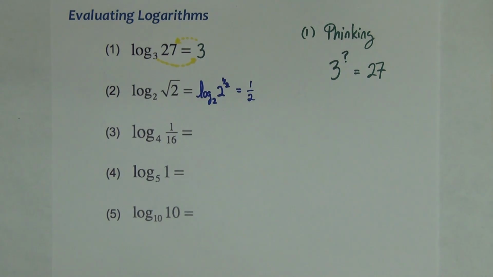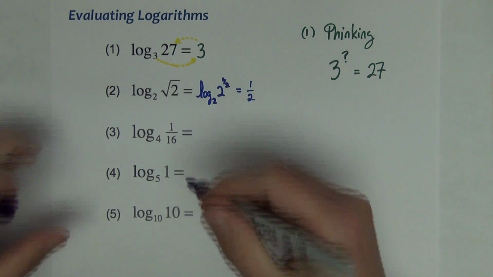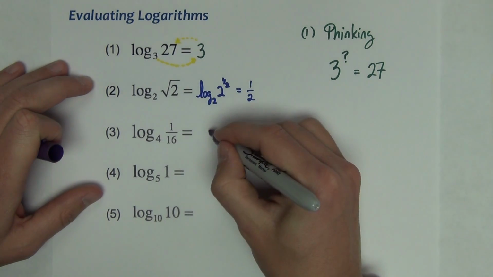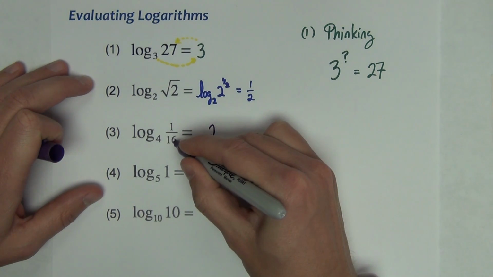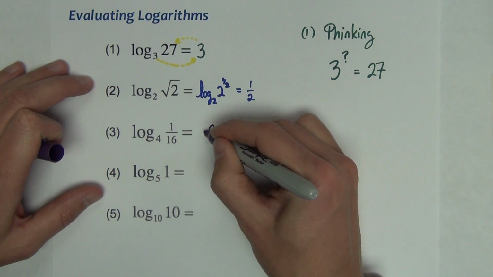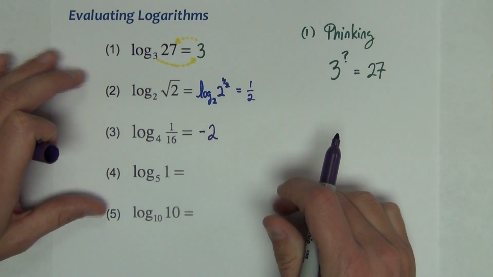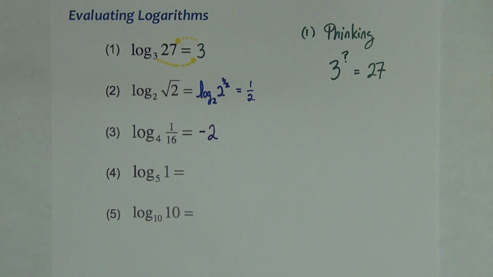Okay. Next one, log base 4 of 1/16. Well, I know that 4 raised to the second power is 16. To get 1 over 16, it would be 4 raised to the negative second power. Okay.